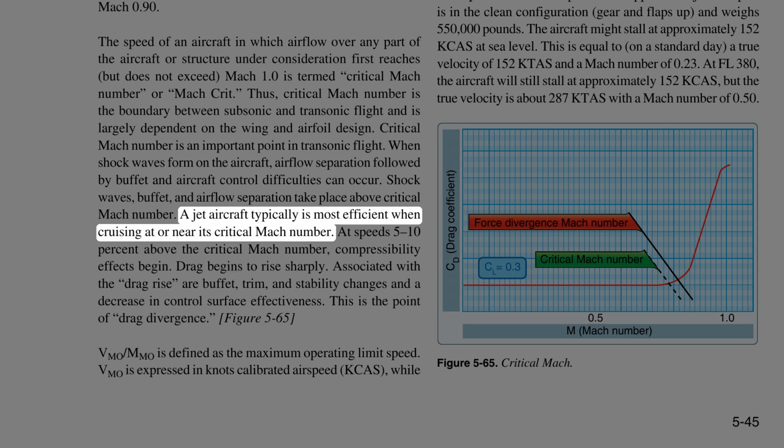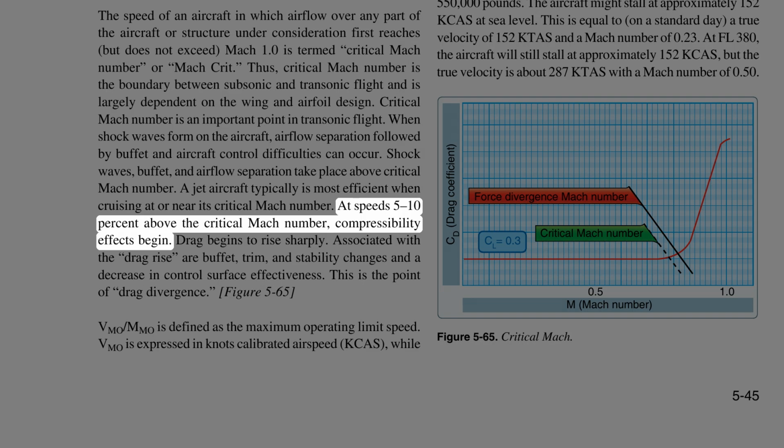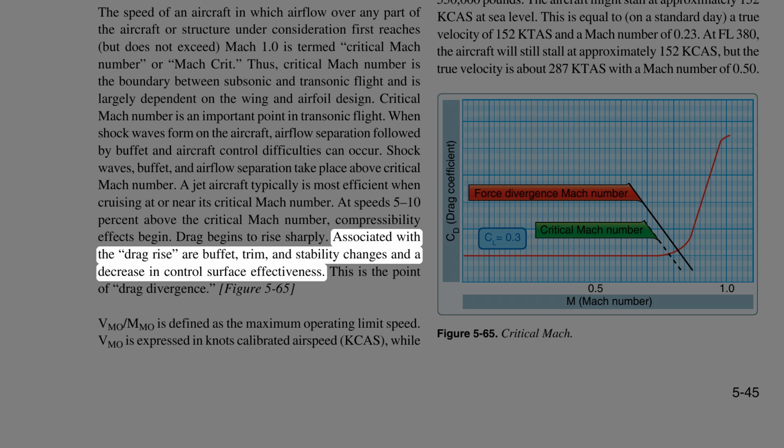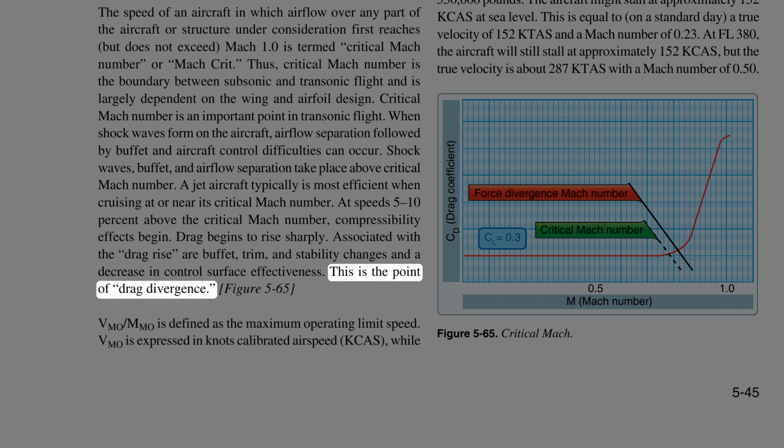A jet aircraft typically is most efficient when cruising at or near its critical Mach number. At speeds 5 to 10% above the critical Mach number, compressibility effects begin. Drag begins to rise sharply. Associated with the drag rise are buffet, trim, and stability changes and a decrease in control surface effectiveness. This is the point of drag divergence.